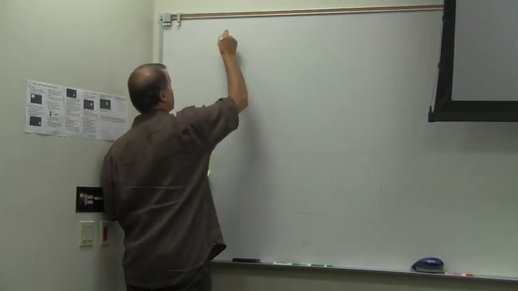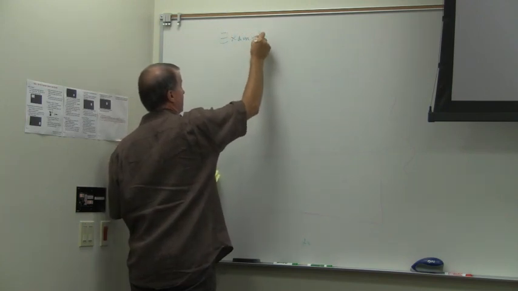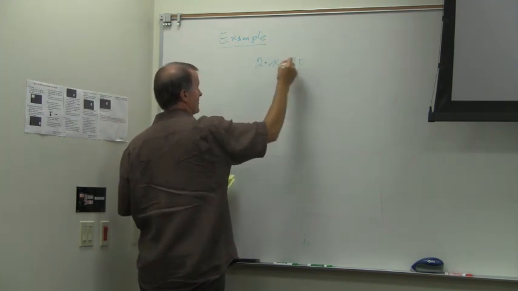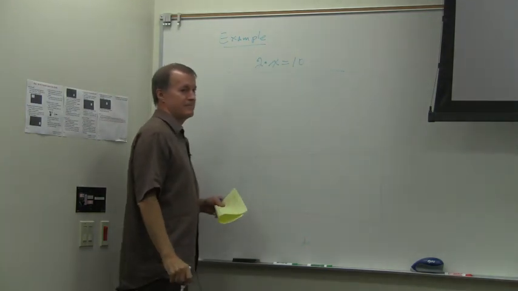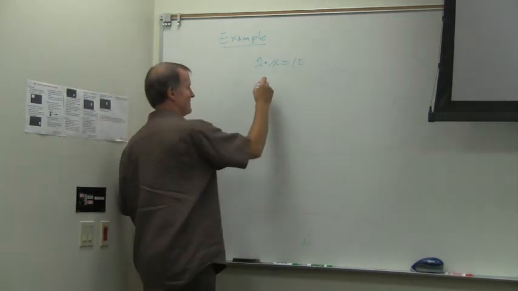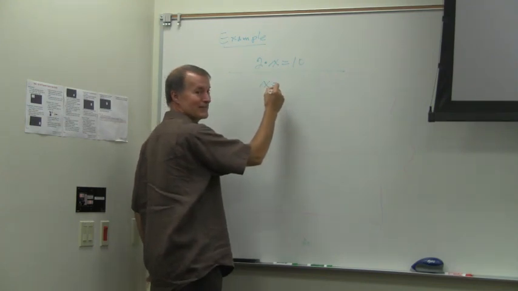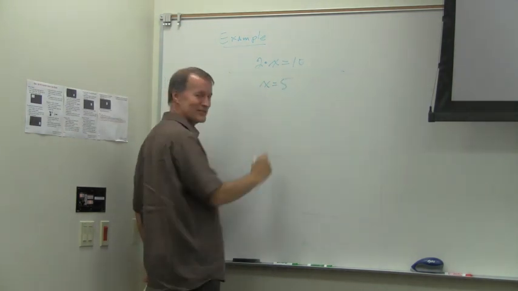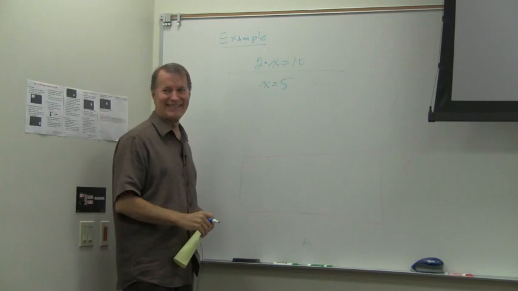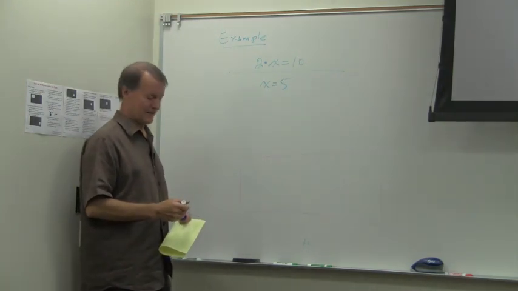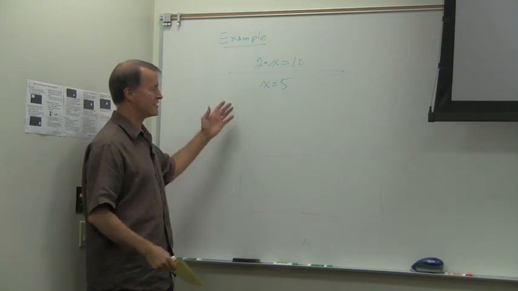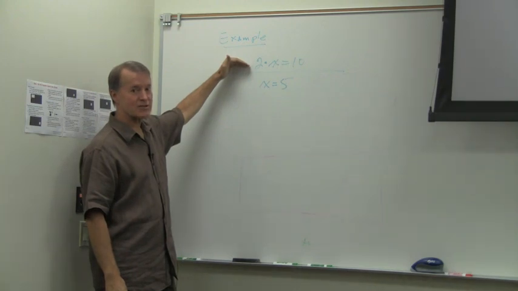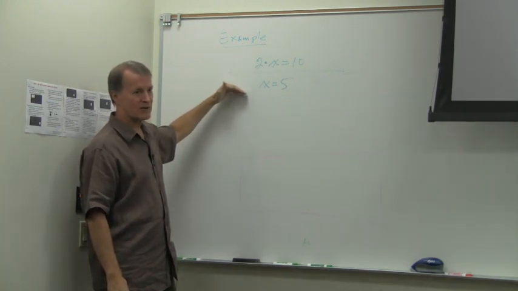Here's an example. Two times x equals 10. Now we're going to do a little algebra. It's just really higher math, right? This is an example of an inference rule. In other words, if you assume that 2 times x equals 10 is true in all states, what follows? It therefore follows that x equals 5.